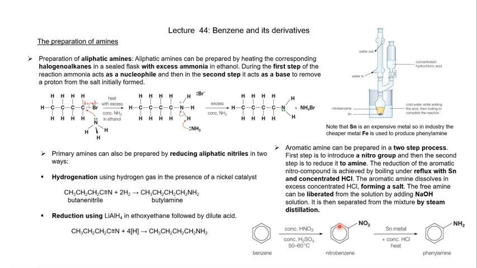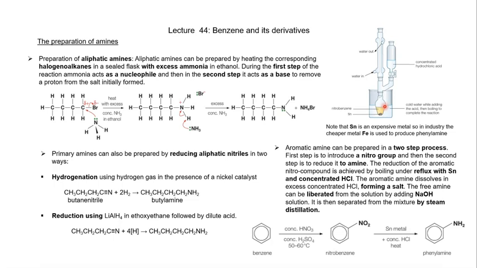And then, as the second step of the reaction, we reduce this in the presence of a metal. We can use tin as the metal in concentrated hydrochloric acid and heat it. Then that nitro group is reduced, and we get phenylamine.